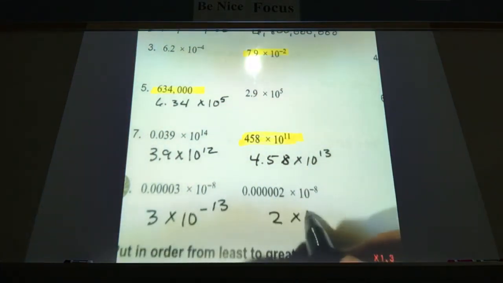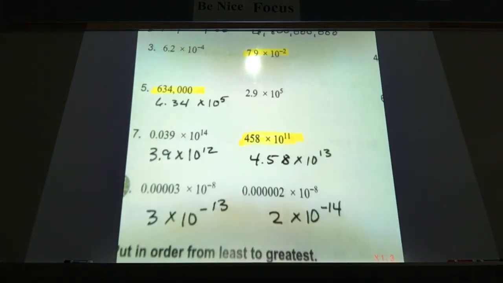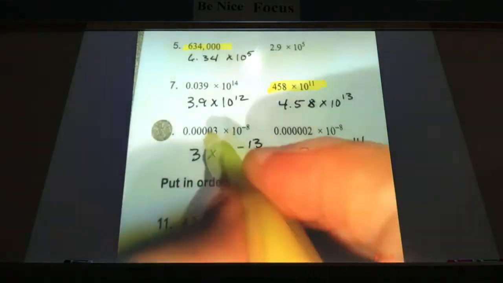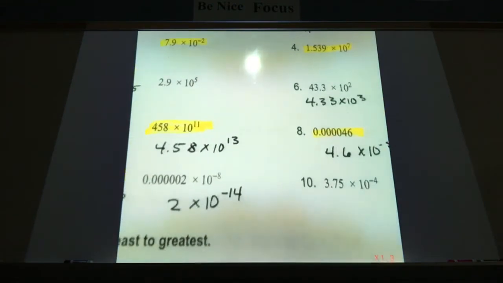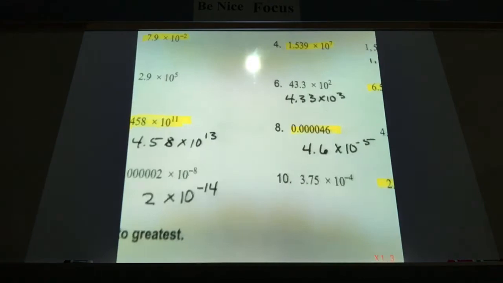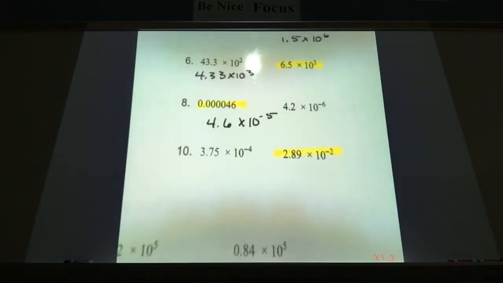Let's get them both in proper scientific notation, and then you can see -13 is greater than -14, so that's going to be the correct answer. And these guys are already both in scientific notation. The second one here has the larger exponent.